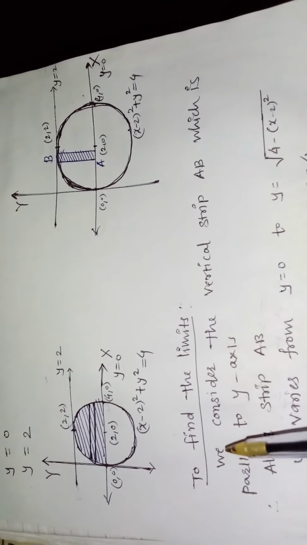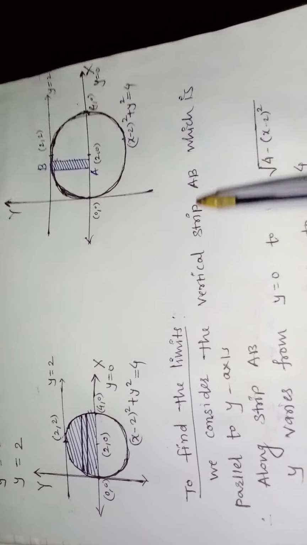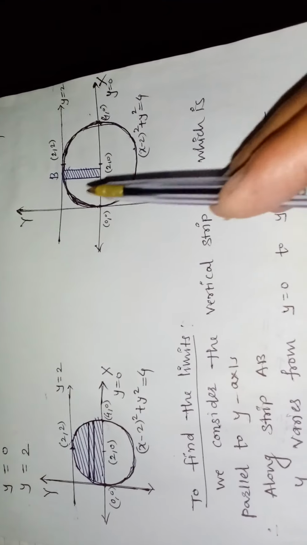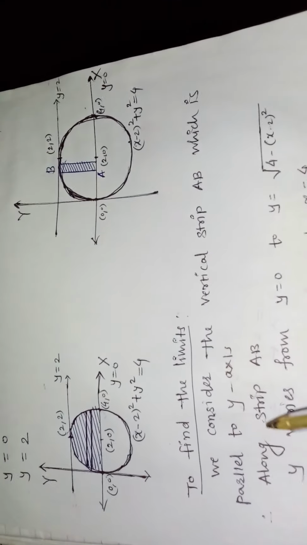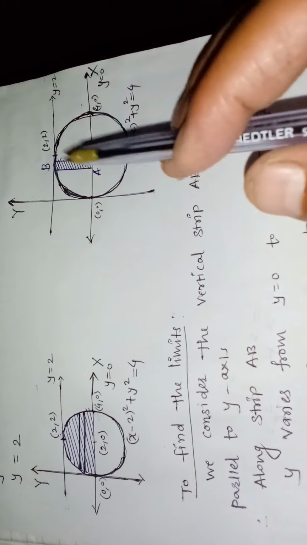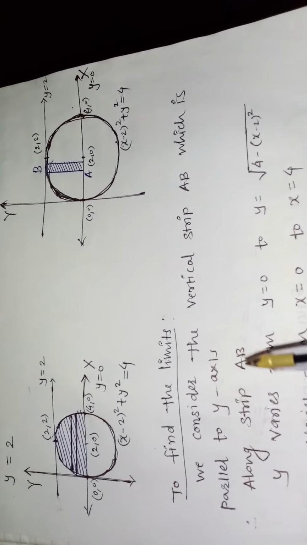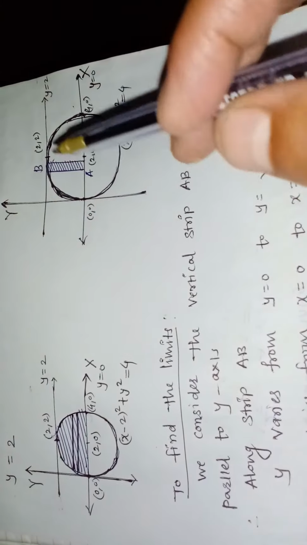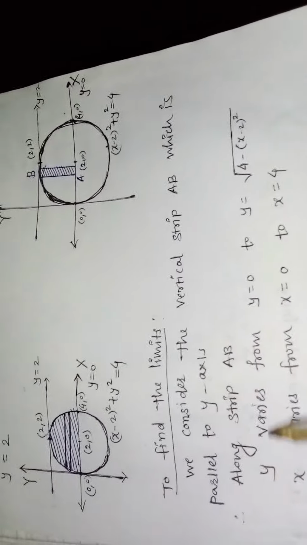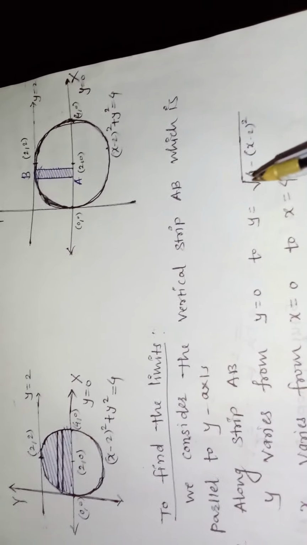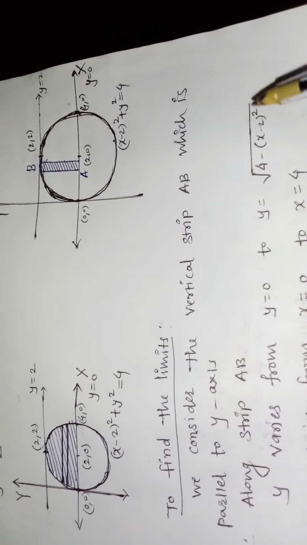Remember one thing: whatever we do in the figure, we have to mention it theoretically also. That I mention here: we consider the vertical strip AB which is parallel to the y-axis, that I did here, and we are finding the limits using that strip. So along this strip AB, I am finding the limit of y, that is y varies from y equals 0 to y equals square root of 4 minus bracket x minus 2 bracket square.